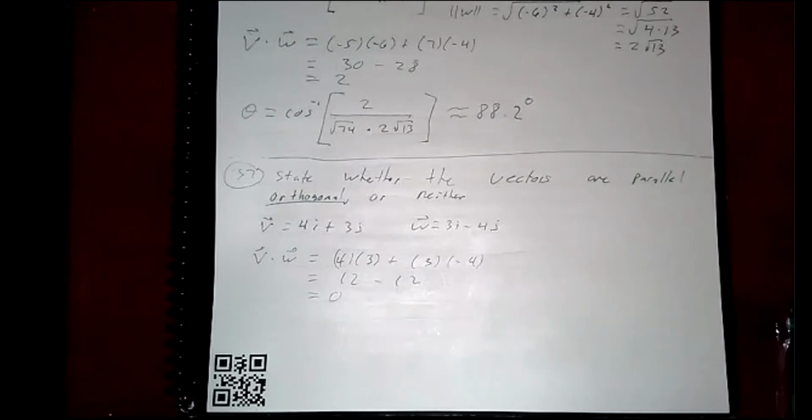So 38, 39 are the same type of deal. Just do the dot product and see what happens. Okay.